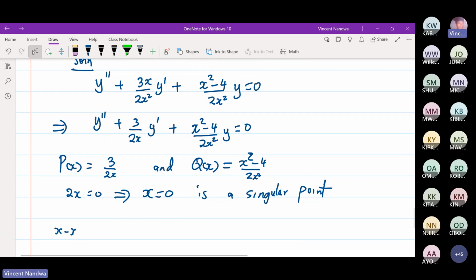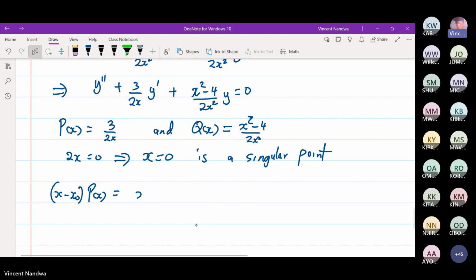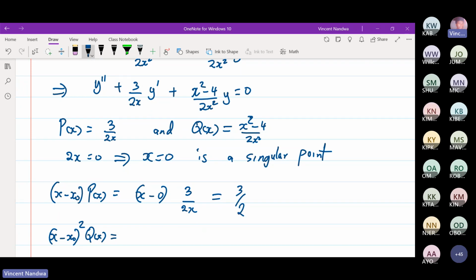So let's see, what will be x minus x naught multiplied by P of x? This will be x minus 0 times P of x, which is 3 over 2x. What does that product give us? Three over two. Is 3 over 2 an analytic function? Yes. From a layman's point of view, analytic simply means, is that function differentiable? Yes. So this is okay, which is analytic.